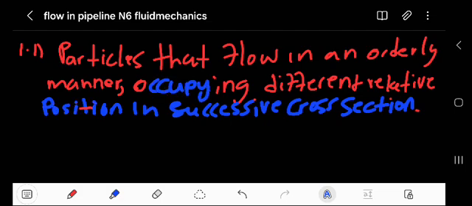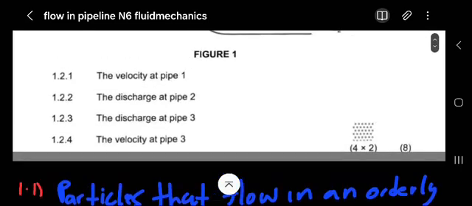This is a turbulent flow, guys. I've discussed this, check my videos. Particles that flow in an orderly manner and occupy different relative positions in successive cross sections. This is a turbulent flow. We are done with that.